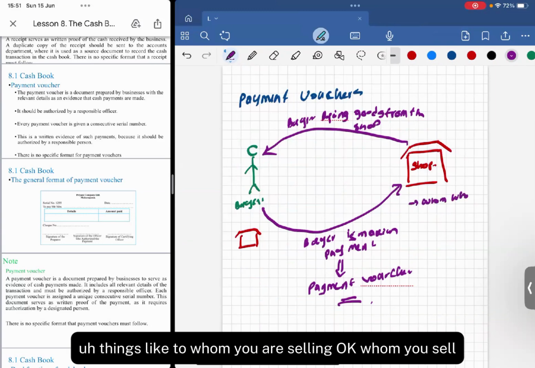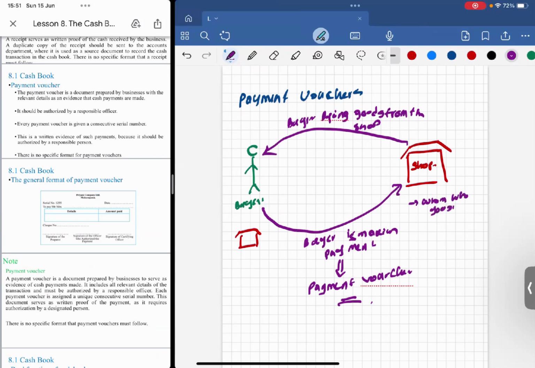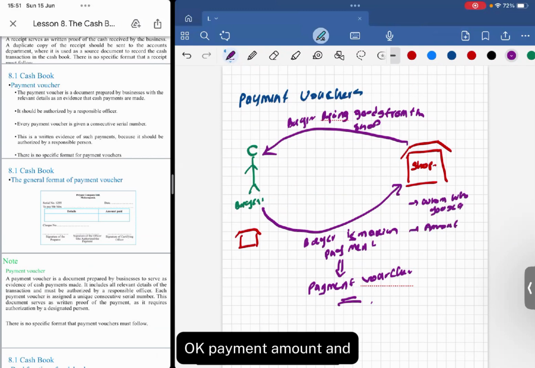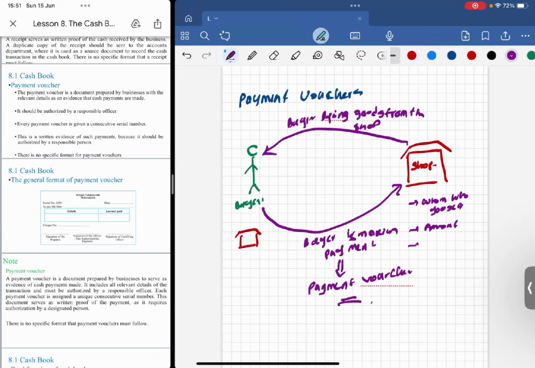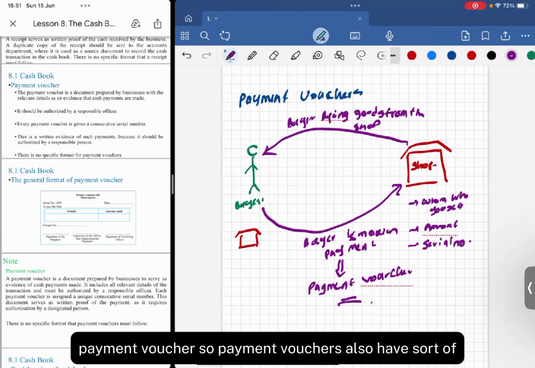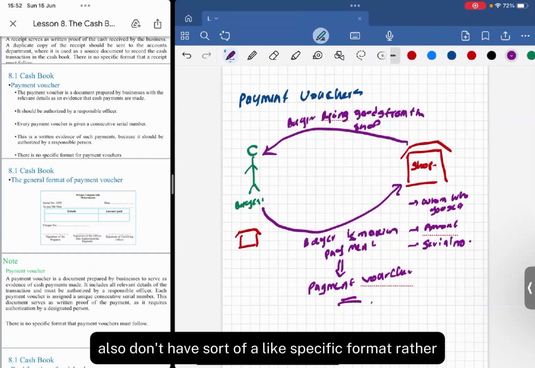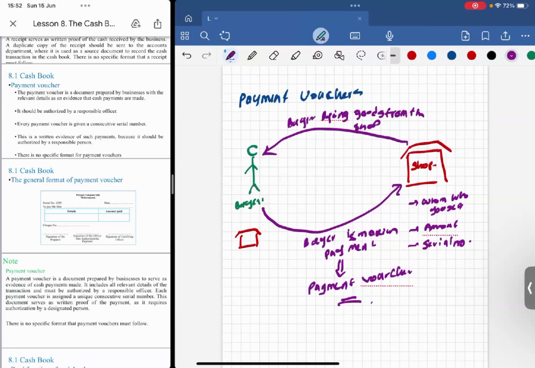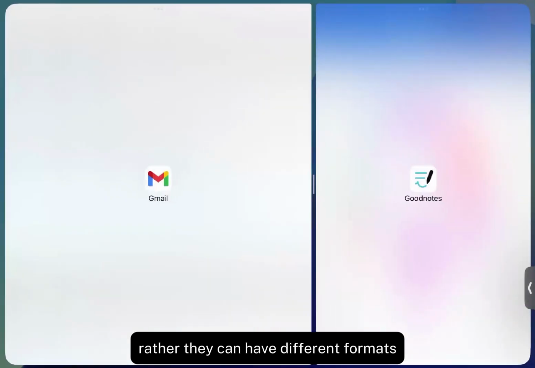Okay, whom you sell, and then the amount, the payment amount, and the serial number. Okay, so those are the things that are included in the payment voucher. Payment vouchers also don't have a specific format. Rather, they can have different formats.